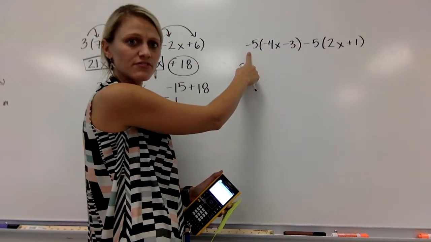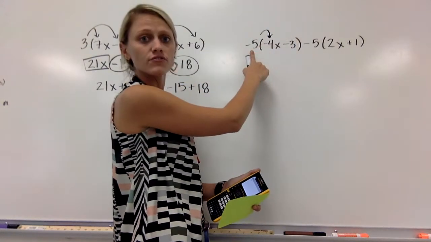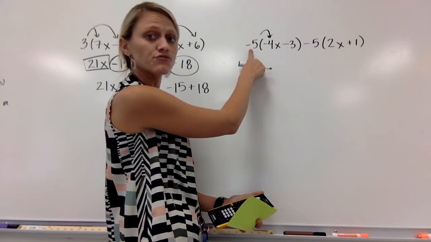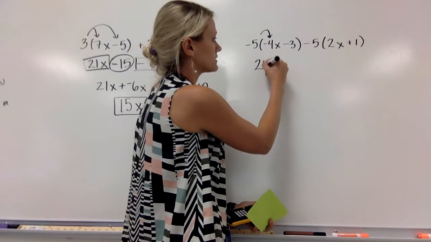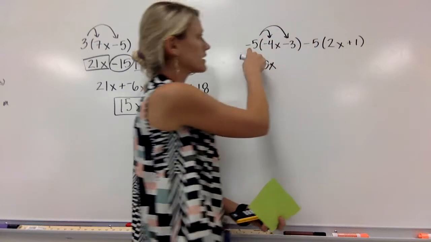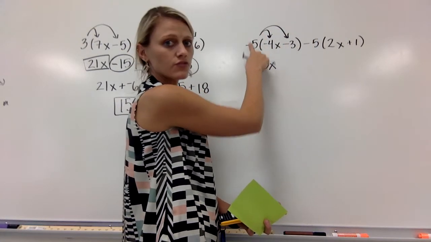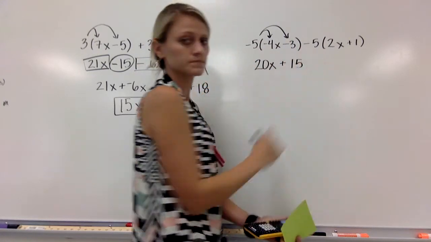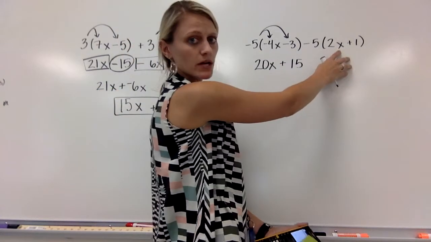I've got negative 5 times negative 4x. Negative times a negative is a positive. If you're unsure, type in negative 5 multiplied by negative 4. You'll get a positive 20x. Next, negative 5 times negative 3. A negative times a negative is a positive 15. Okay, I've gotten rid of the first set of parentheses. Now I'm going to move to the second.